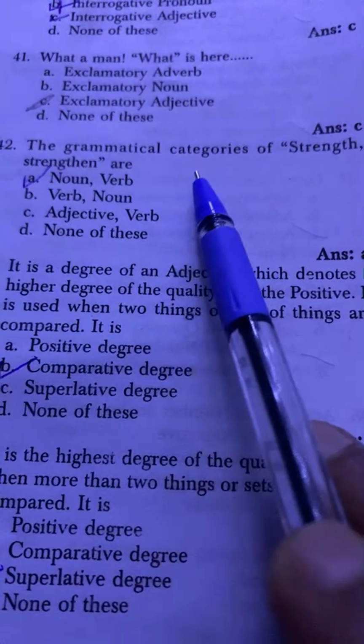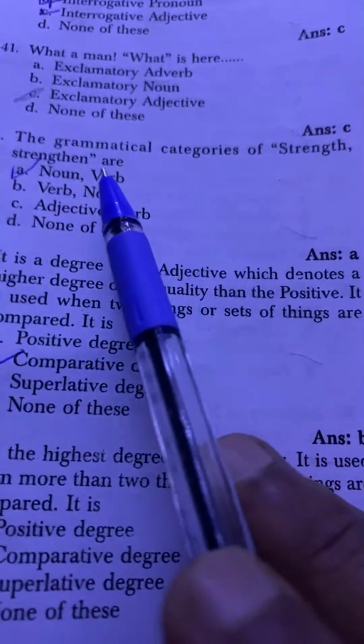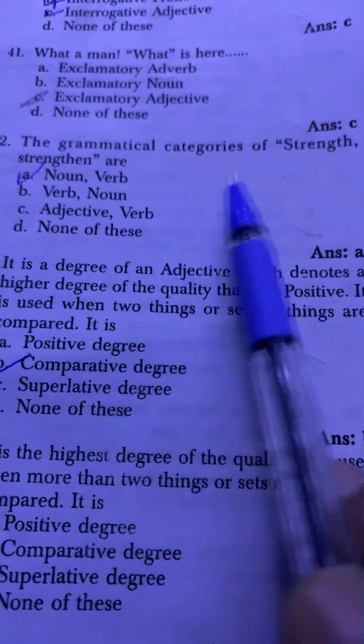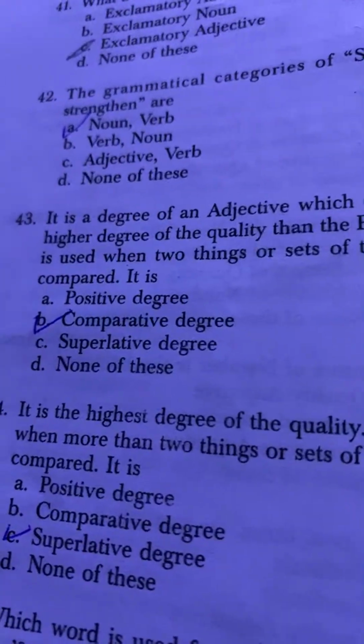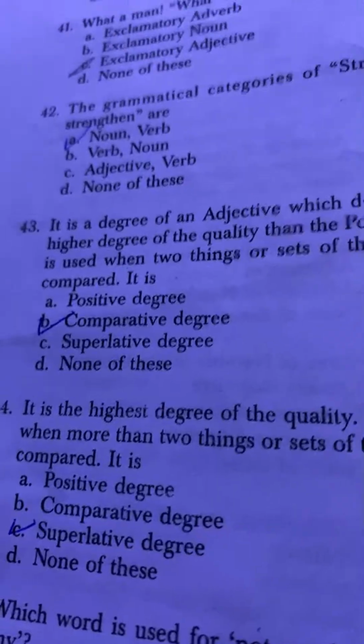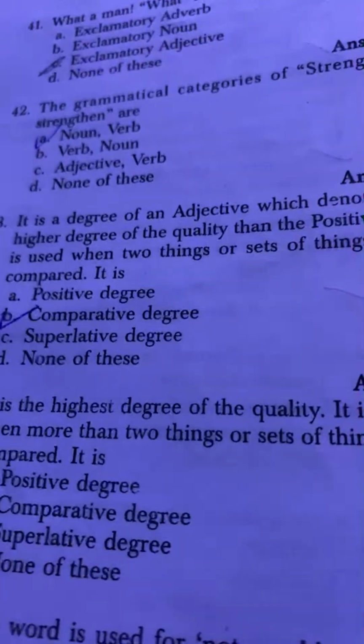The grammatical categories of strengthen are, so strength is your noun, strength a verb. So first answer option, noun and verb.